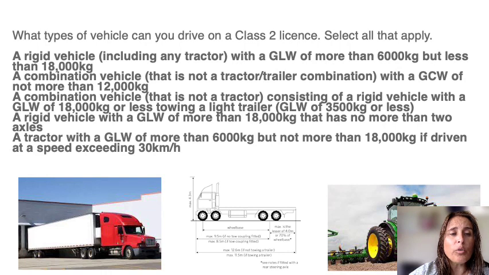A rigid vehicle with a gross laden weight of more than 18,000 kgs that has no more than 2 axles. A tractor with a gross laden weight of more than 6,000 kgs but not more than 18,000 kgs if driven at a speed exceeding 30 kilometers per hour.